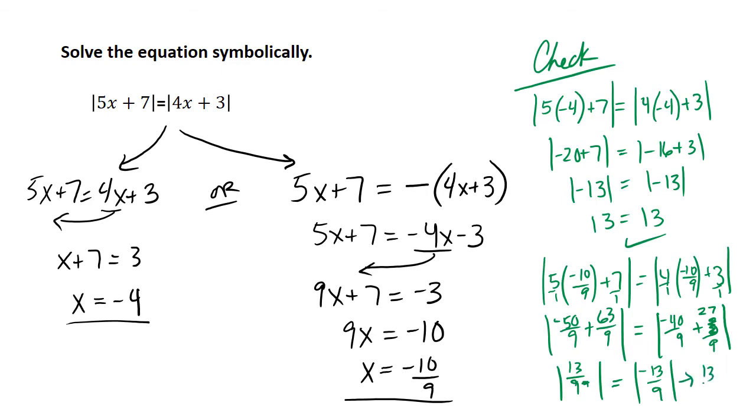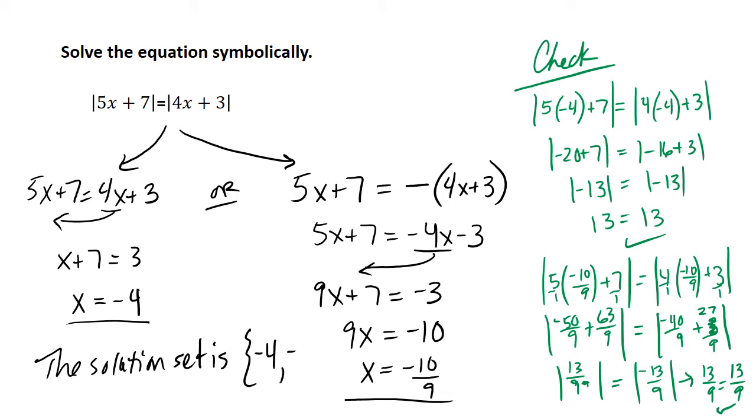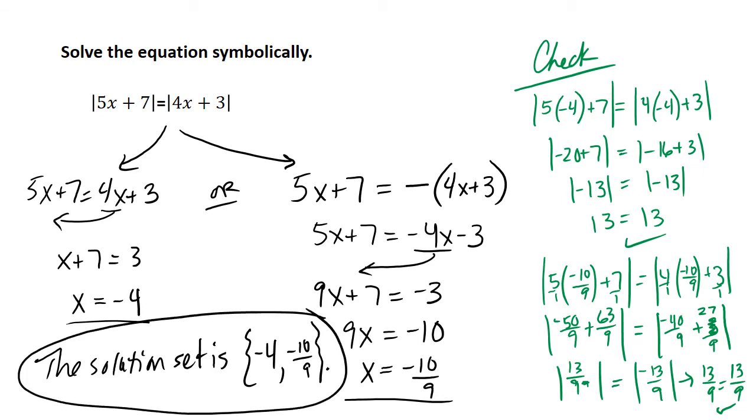So you do get this checking just like in the first one. So we do get two solutions here. So the solution set contains these two values, -4 and -10/9. Let's look at another one.